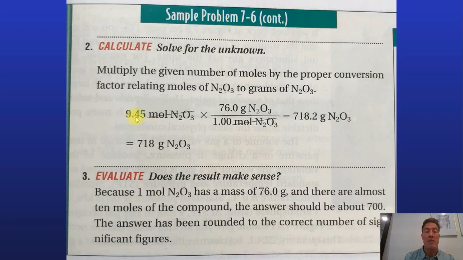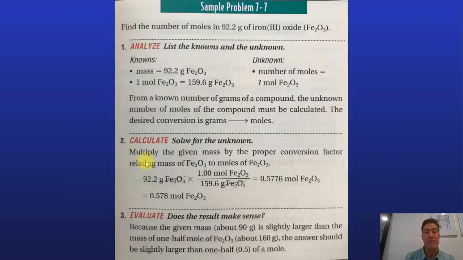We start with 9.65 moles, right? Our conversion factor is going to be grams, right? We're trying to get to grams in our answer, so it's going to be grams per mole. So 76 grams in 1 mole, and these cancel out our moles, leaving us with grams of N2O3, 734. Does this make sense? Sure. If 1 mole has a mass of about 76, then 10 would be somewhere in the 700s. And our answer is in the 700s, so that makes sense. And we rounded it to the proper number of sig figs, 3.